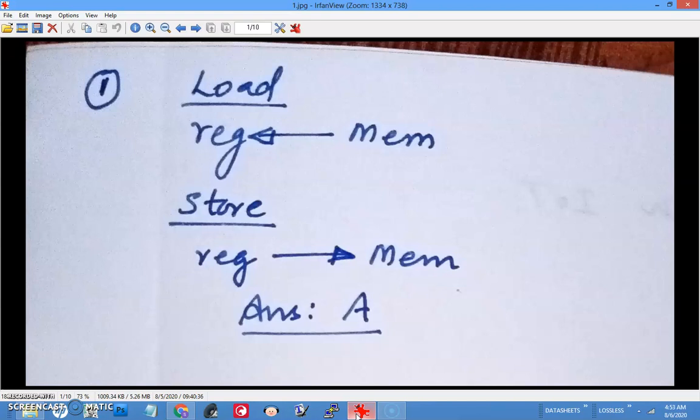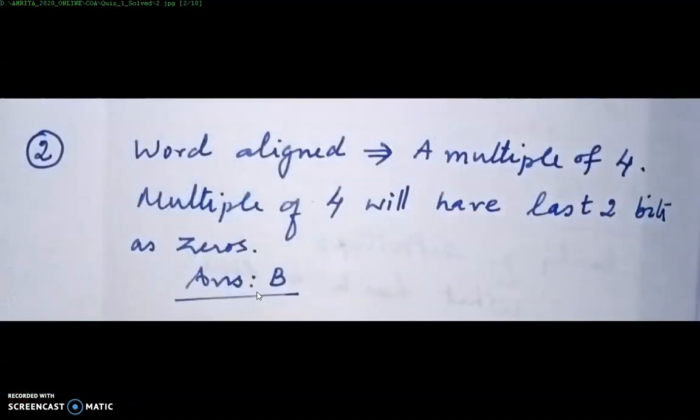Second question is, which of the following addresses is a word aligned address? Word aligned address means it's a multiple of 4, because we know that every word is aligned, they all begin at an address which is a multiple of 4. So how do we find a multiple of 4? A multiple of 4 will have last 2 bits as 0. So from the options given, you can find out the address which has the last 2 bits as 0. So the correct answer will be B. All others have a different value at the last 2 bits.